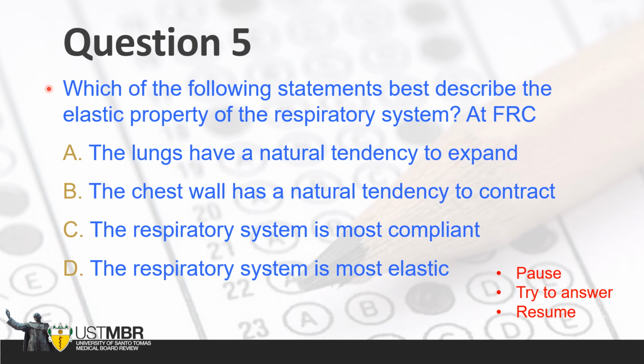Moving on to the interactive question, which of the following statements best describes the elastic property of the respiratory system? A. At FRC, the lungs have a natural tendency to expand. B. The chest wall has a natural tendency to contract. C. The respiratory system is most compliant. And D. The respiratory system is most elastic. So again, pause, try to answer the question, and resume your viewing once you have a tentative answer.